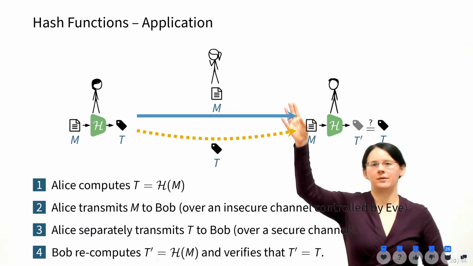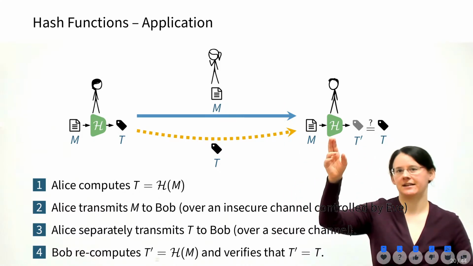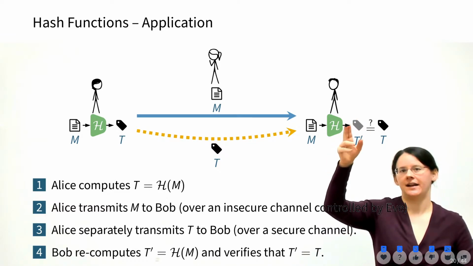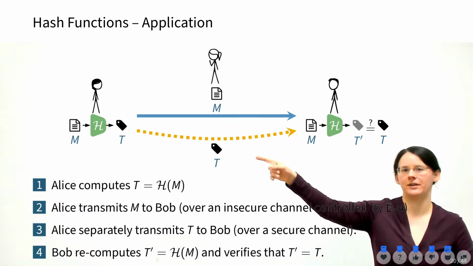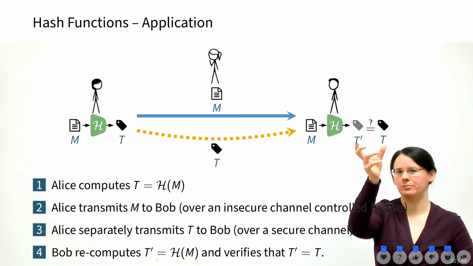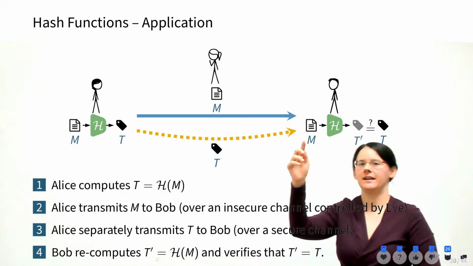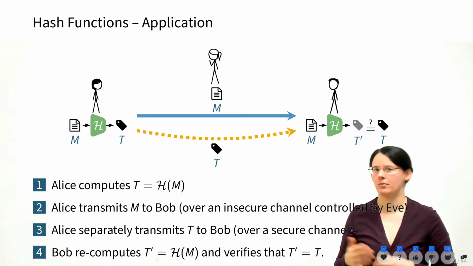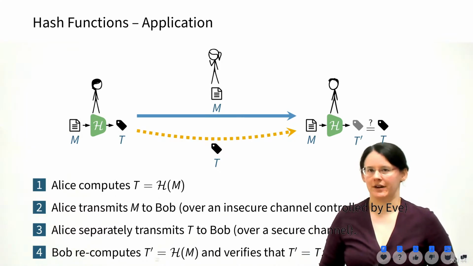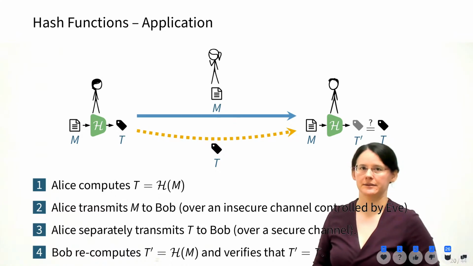What does Bob do when he receives the two things? Well, he takes the message, puts it into exactly the same hash function, also gets a tag as a result, and then compares this tag to the one he received from Alice. And if the two match, so if the two outputs of the hash function are the same, then Bob can conclude that the inputs must also have been the same, or in other words, the message was not modified in transit, because the one he received is the same as the one that was sent.